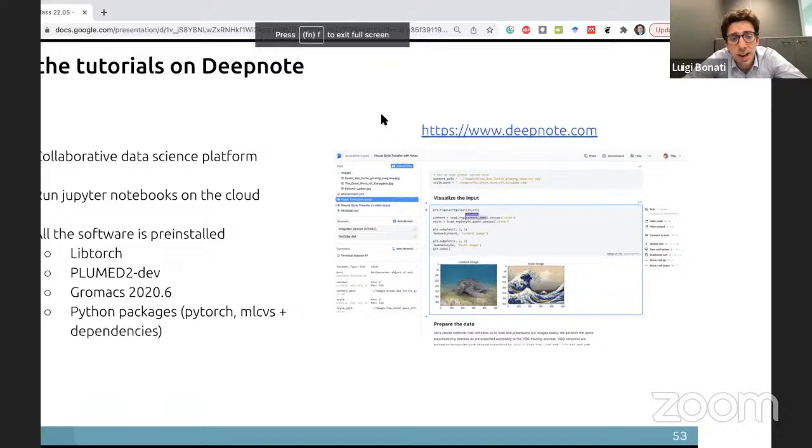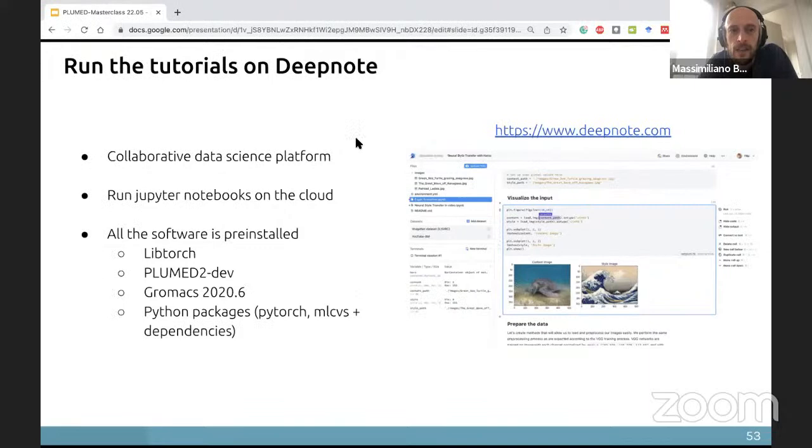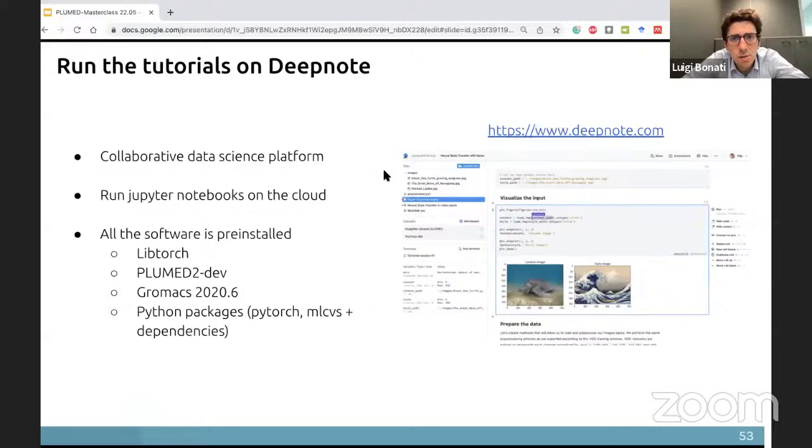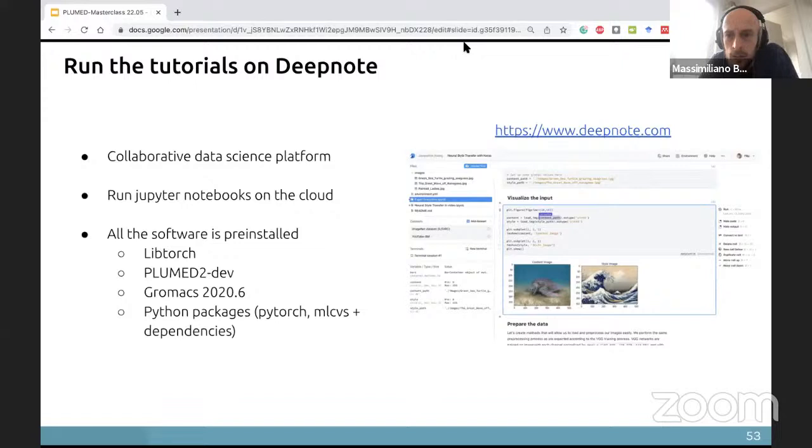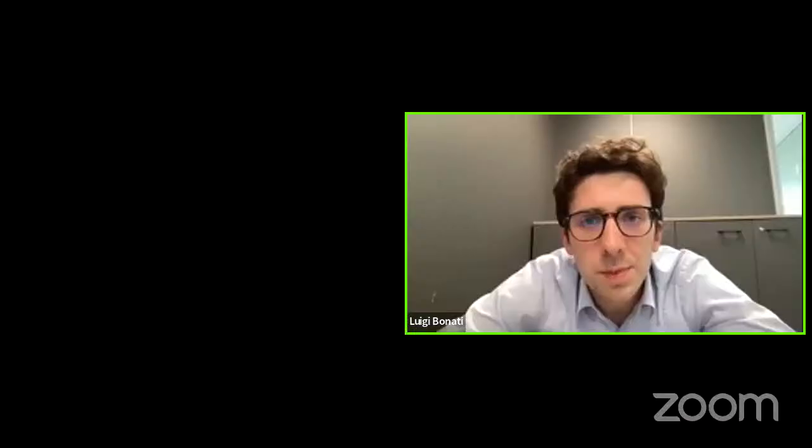Luigi, sorry if I interrupt you. I'm not sure if you're showing something on deepnote.com, but we cannot see it. At least I cannot see it. I see your browser. Were you running interactively something? Yes, it's stuck on the Google slide. I'm sorry, I don't know why. Okay, let me try. Thanks for letting me know.